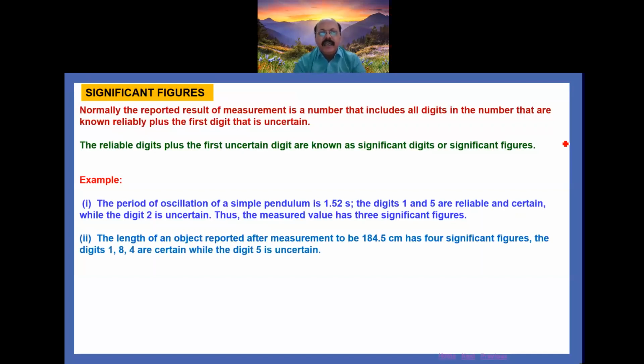Similarly, we take another example. The length of an object reported after measurement to be 184.5 centimeter has 4 significant figures. That is, the digits 184 are the reliable digits, whereas 5 is the uncertain digit. So that's why it has 4 significant figures.